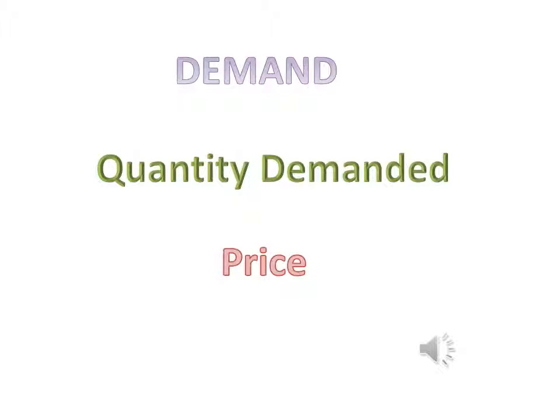Today we're going to talk about demand, quantity demanded, and price. Demand is the entire relationship between price and how much people buy. Quantity demanded tells you how much people buy at one particular price, and price is, of course, how much money you have to part with in order to get a good.